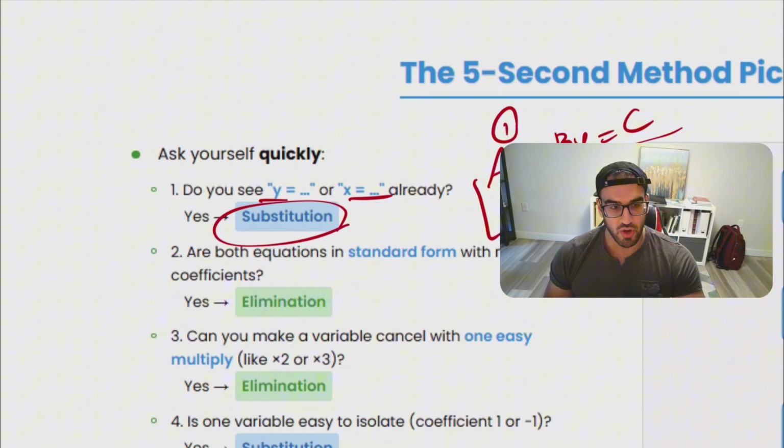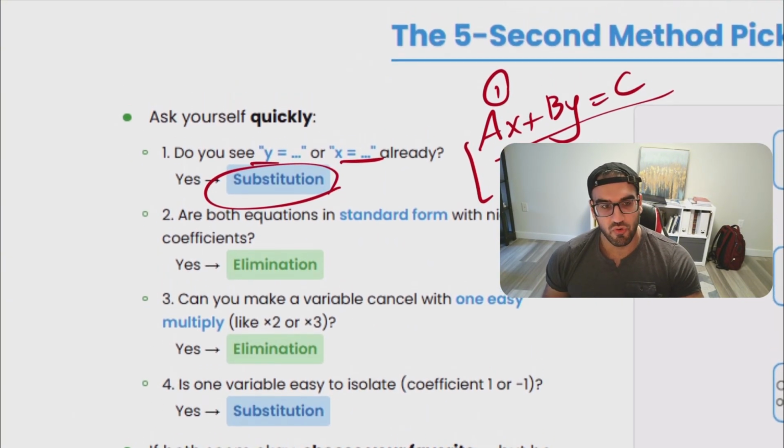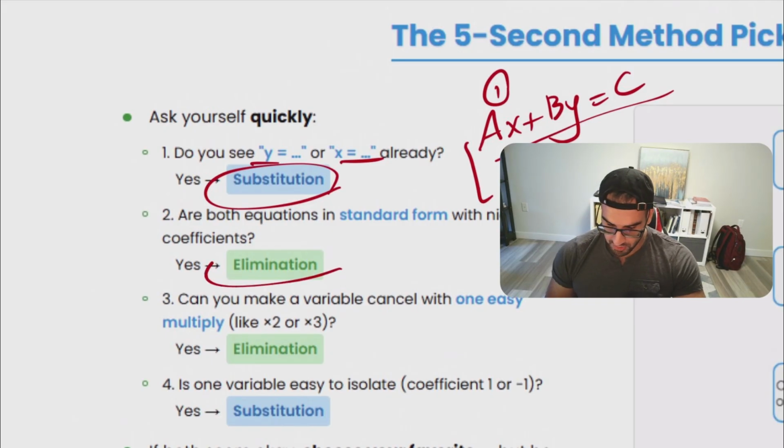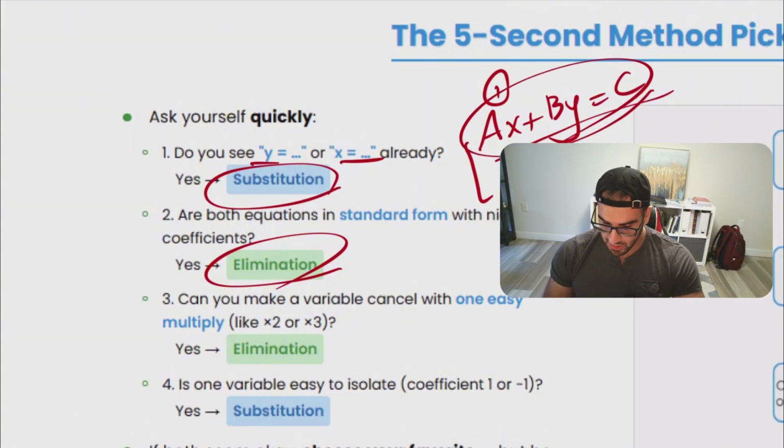So the second question: are both equations in standard form with nice coefficients? Use the elimination method. What was the standard form I told you? The standard form is like this. Maybe some of you would say that this other form is also a standard form. Yes, that equation is also a standard form, but the real thing we are looking for is ax plus by equals c. This second form is way better for the substitution method.